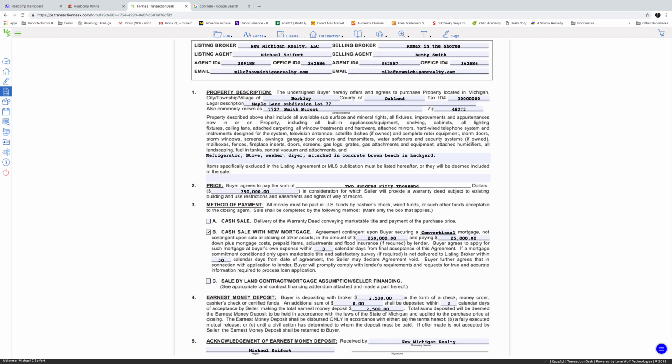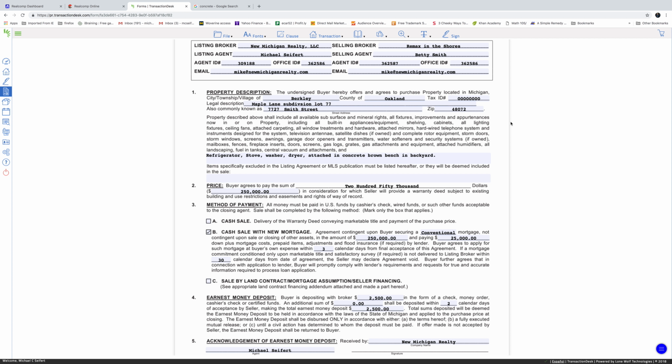So let's talk about this. On a listing ticket, if the listing ticket is offering the refrigerator, the stove, washer and dryer, and any special things such as, let's pretend, an attached bench in the concrete, or it could be removed though, you want to make sure to put that on the purchase agreement. If it is not on the purchase agreement, it does not exist.